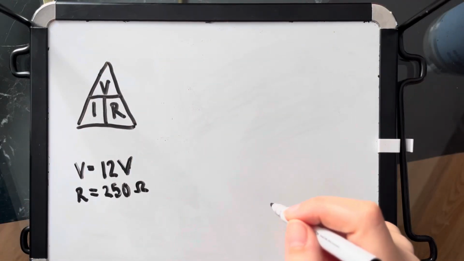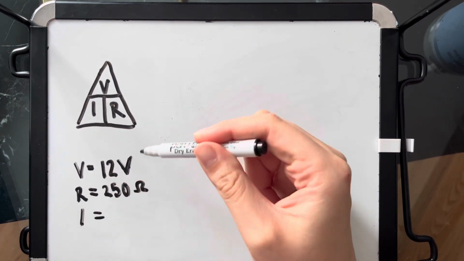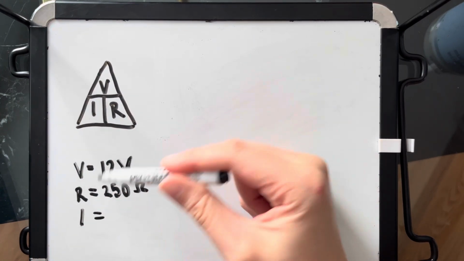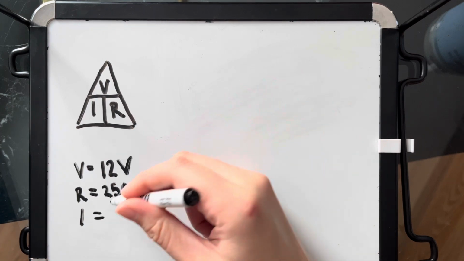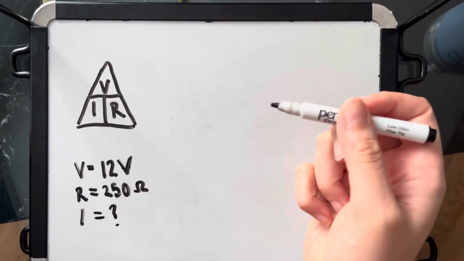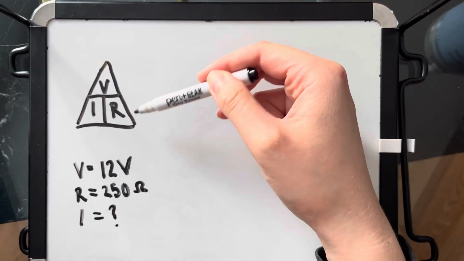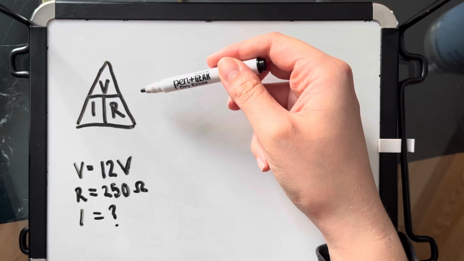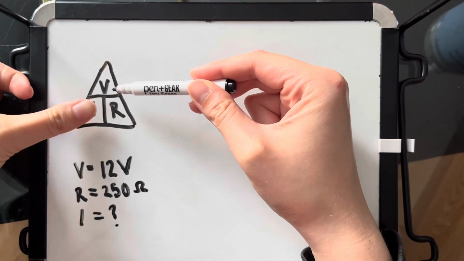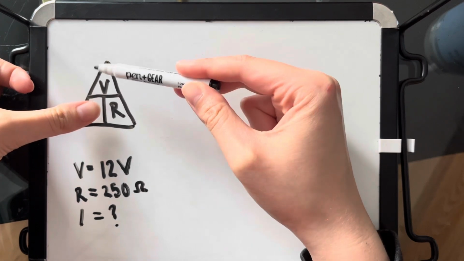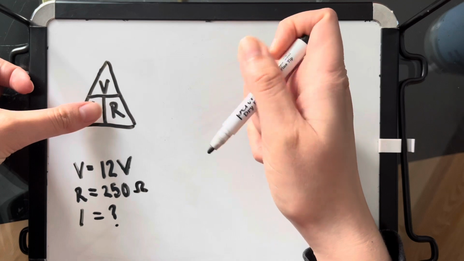So let's take, for example, we have two numbers here. Our voltage is 12 volts, our resistance is 250 ohms, and then we have to solve for current. So how do we do that? We look over at our little chart that we made, and you can see that to solve for current, you have to divide voltage by resistance.